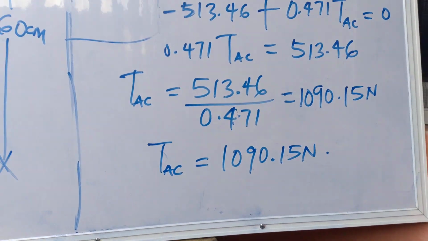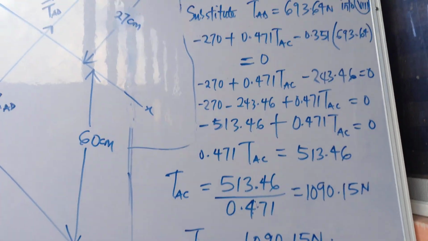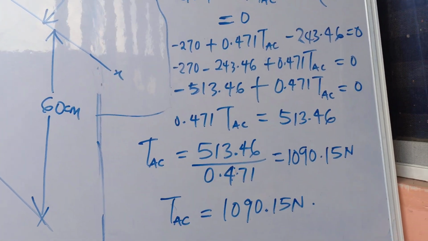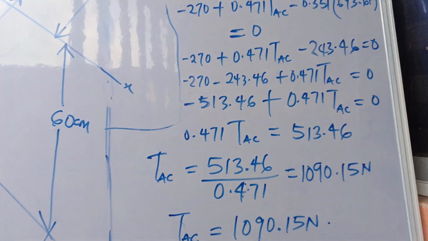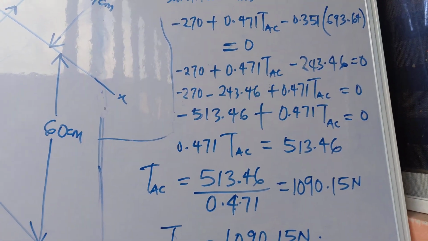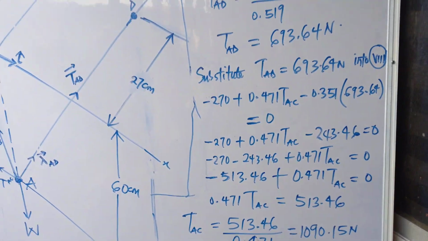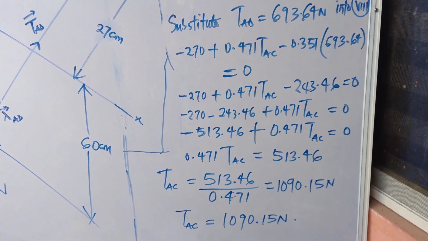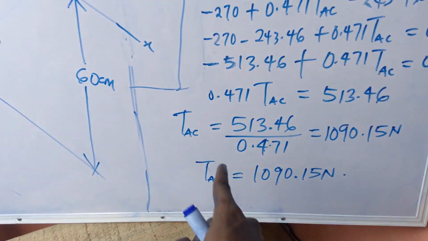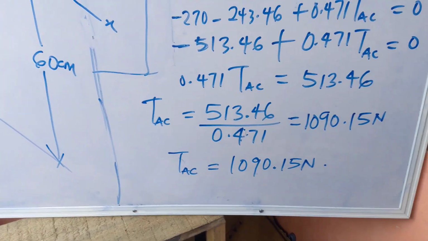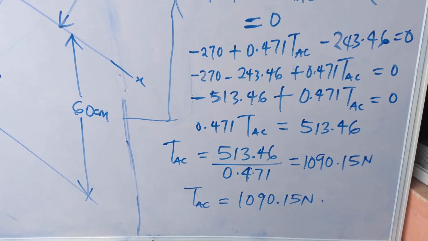So take note of all that we have solved there. Observe everything we did there. After substituting, we solved and then we arrived at this. Finally, you divide and you have 1090.15 Newton.